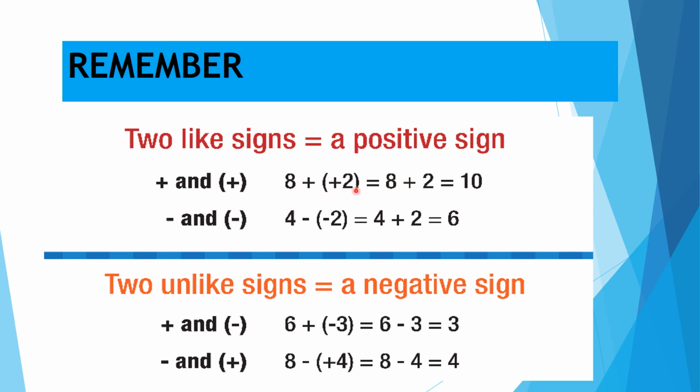8 plus plus 2, 8 plus 2, 10. 4 minus minus 2. So minus minus will become plus. 4 plus 2, 6. Now 6 plus minus 3, plus minus will take the minus sign. 6 minus 3 is 3. 8 minus plus 4. 8, plus minus will take the sign minus. Minus 4. So 4.